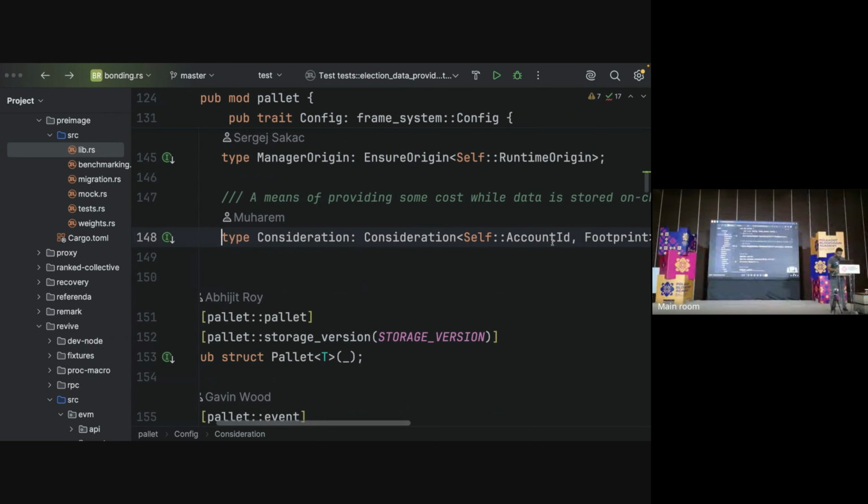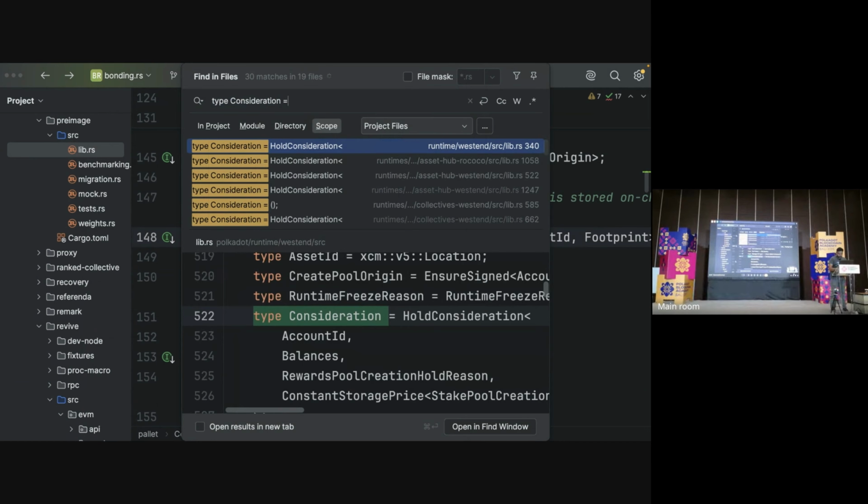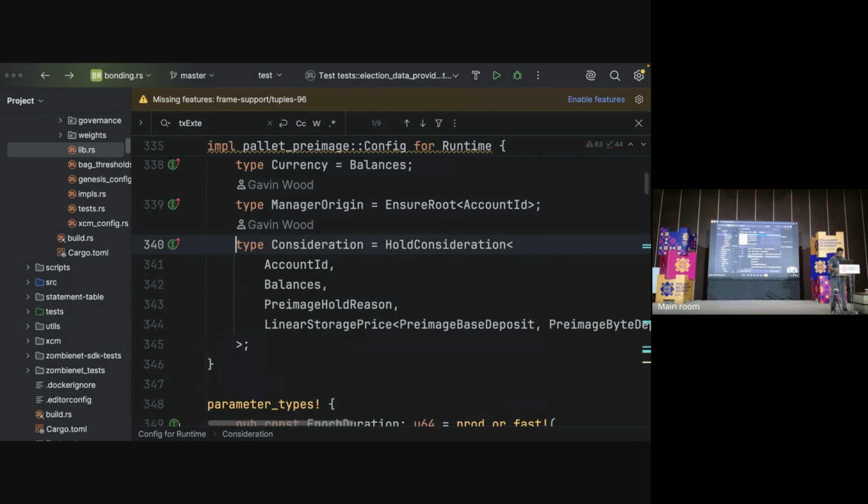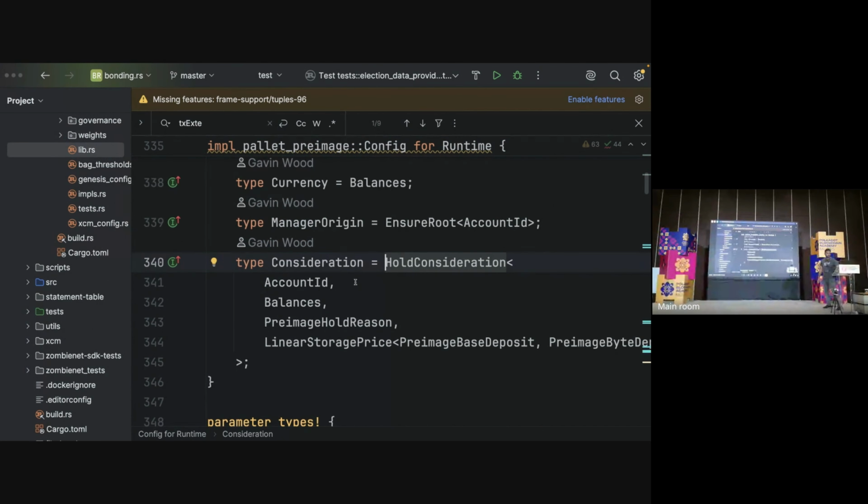And now if I look at type consideration for pre-image, at the runtime level, you're saying, okay, this consideration should be hold consideration. It should have some hold reason. It should have a linear storage price. It has some kind of numbers from which this price is calculated. So there's a base deposit, there's a byte deposit.